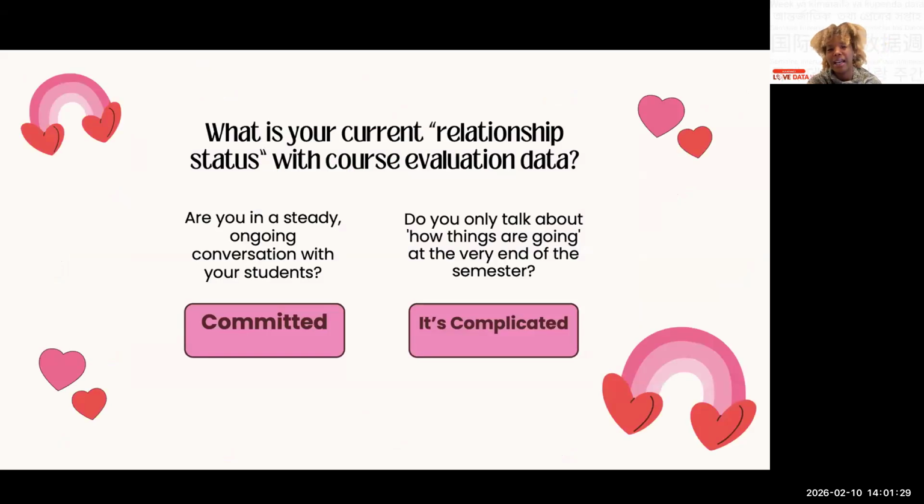So before we begin, I know some of us don't teach, but I'd like to gauge what your relationship status is with course evaluation. In the chat, you can either reply committed or it's complicated. For committed, if you have a steady ongoing conversation with students about feelings and assignments and resources in the classroom throughout the semester, then you would put committed. And if you only talk about how things are going at the end of semester, you would put it's complicated in the chat. So if you talk about improvements throughout the semester, committed, if not, complicated.